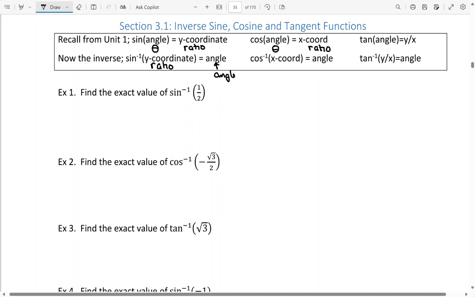And that angle can't just be any angle. It's got to be the one that was specified on the previous page, an angle between negative pi over 2 and pi over 2.